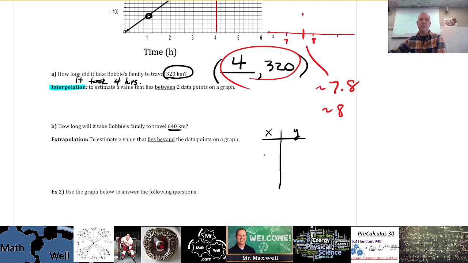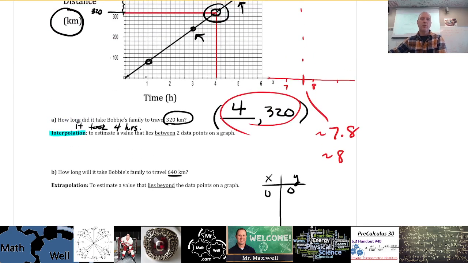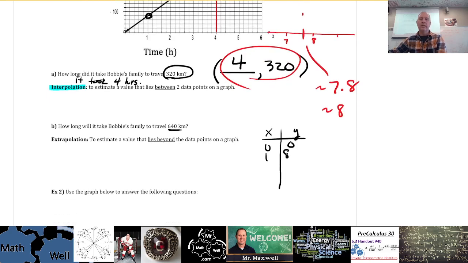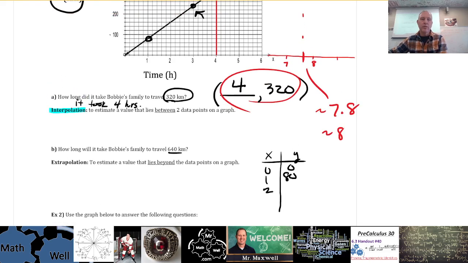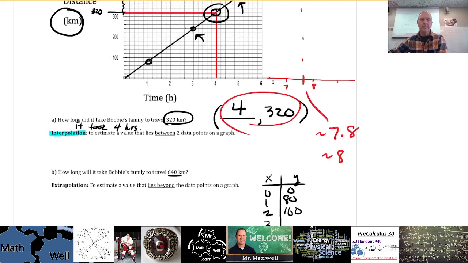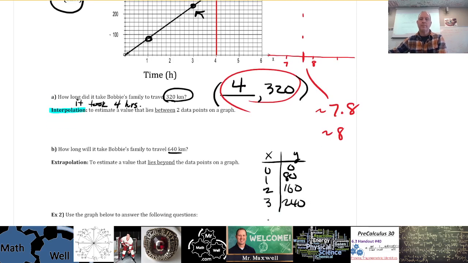So the table of values, we have 0, 0. We know that we have, I think I mentioned this before, 1 and 80. We have 2 and, what was 2? Was it 160? Looks like 160. And we had 3 and 240. And we had 4 and 320. Okay. So that's going to be enough to help us find out what this equation is.